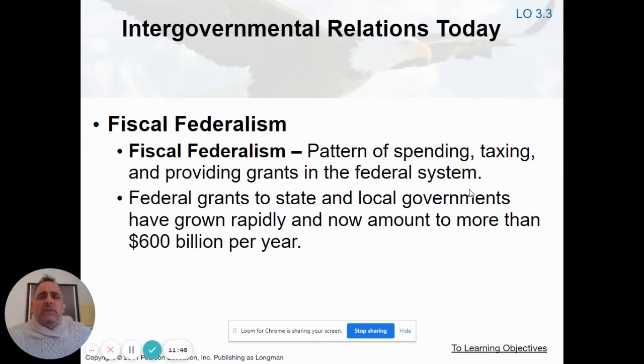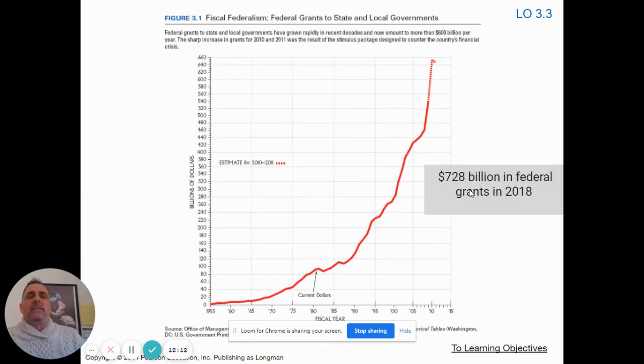We do have something called fiscal federalism. This is where we see spending and taxing and grants provided by the federal government. The federal government has a lot of money, a crazy amount of money, and they basically will give this out to states and local governments through different programs, oftentimes through different types of grants. We're talking about a significant amount of money. Two years ago, in 2018, the federal government gave out $728 billion in federal grants to the states. Now, this graph here is showing you the years 1955 to 2015, and you can see it's not just increasing, it is skyrocketing.